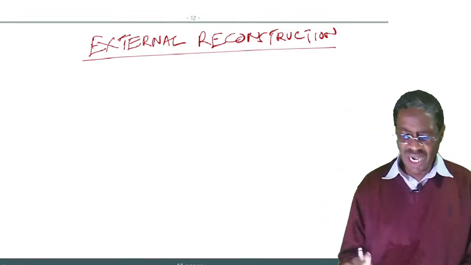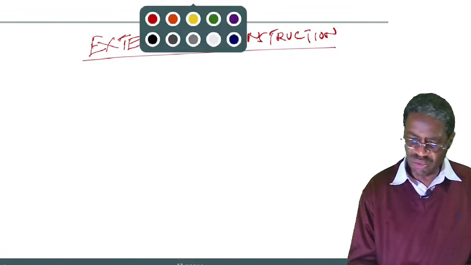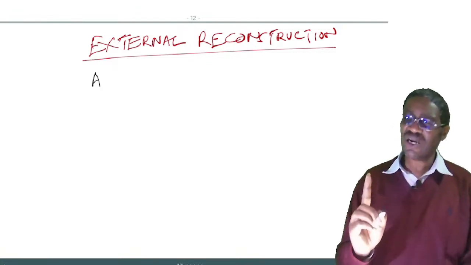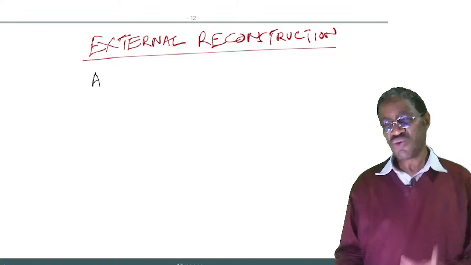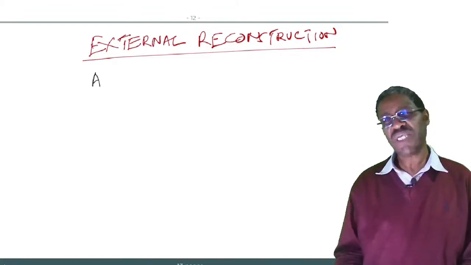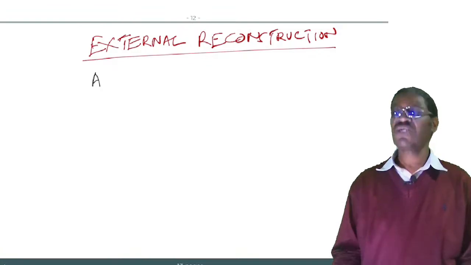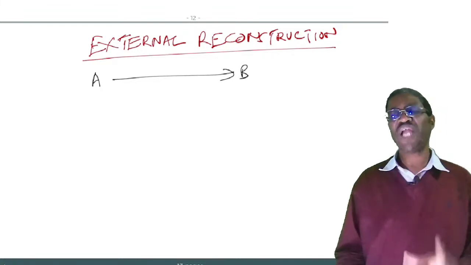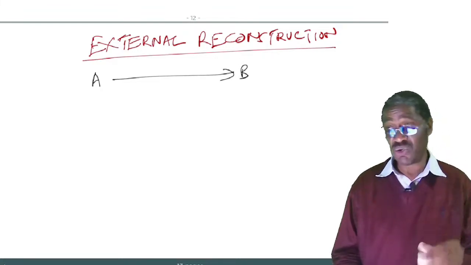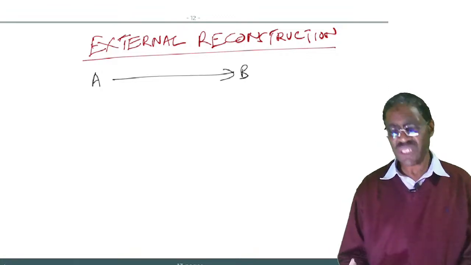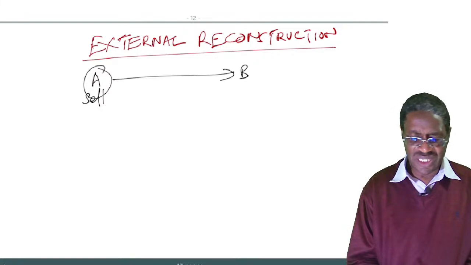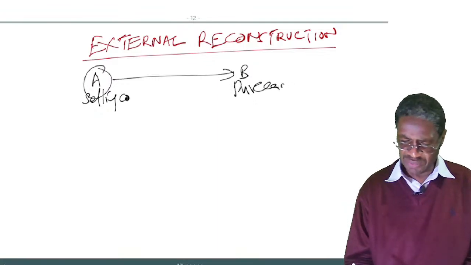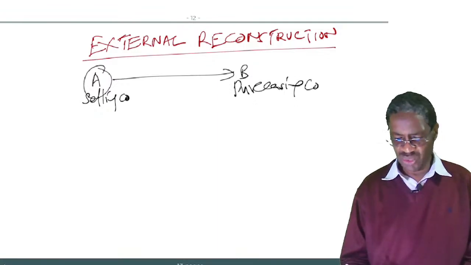Now, we said, assuming you are company A, the company to be reconstructed through external reconstruction, another company, let's call it company B, will have to come and buy the business of company A. And so we said A, we normally call it the selling company, while B, we normally call it the purchasing company.